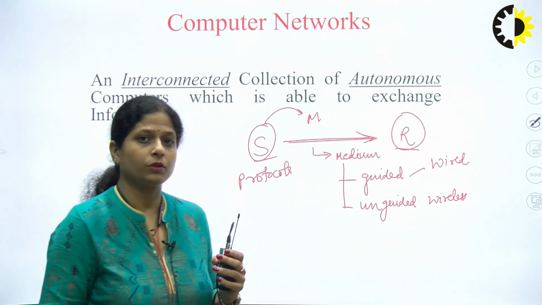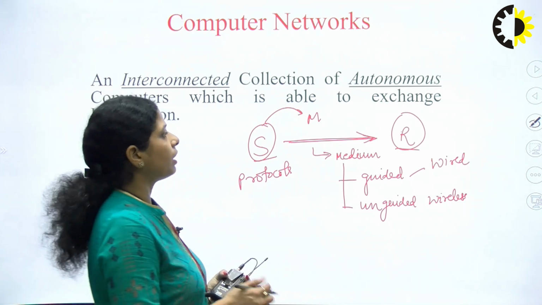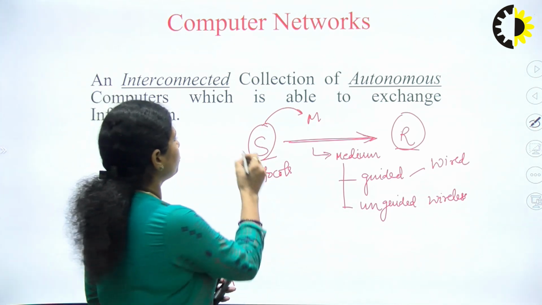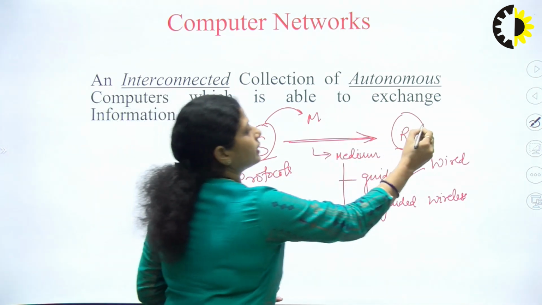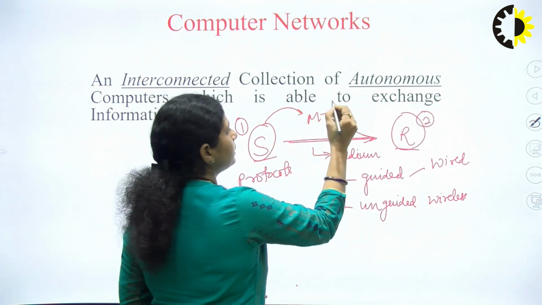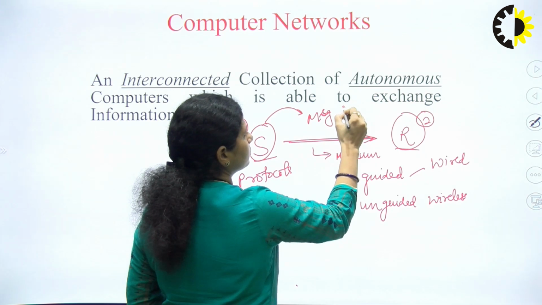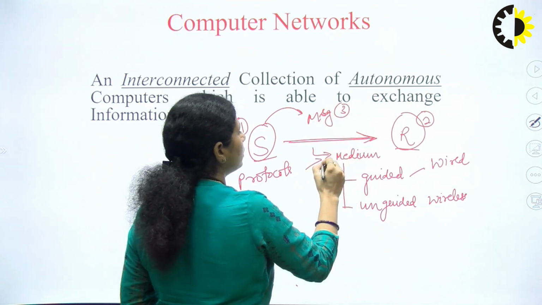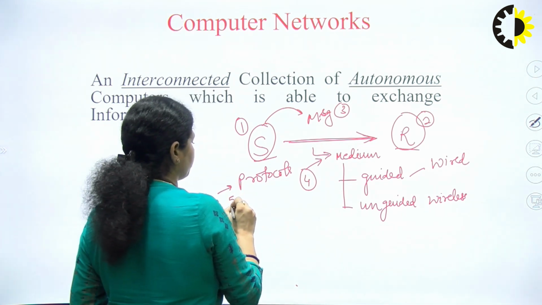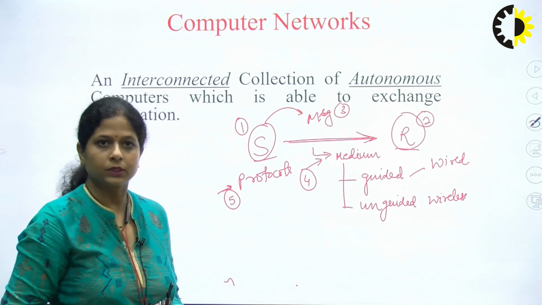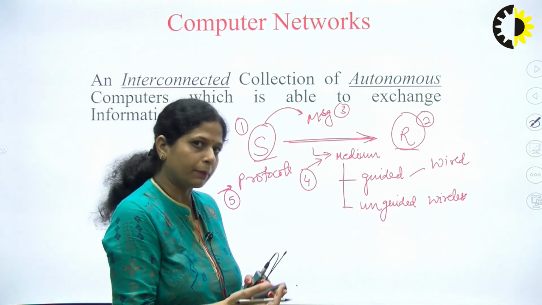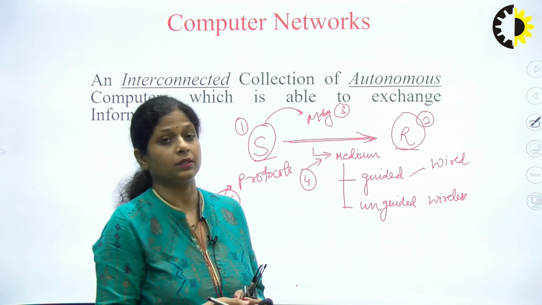In fact, we can say that these are the 5 most important components of the computer network. One is sender, second is receiver. They are sending some message over a communication medium with the help of some protocols. That is the one thing: we need to establish communication between sender and receiver.